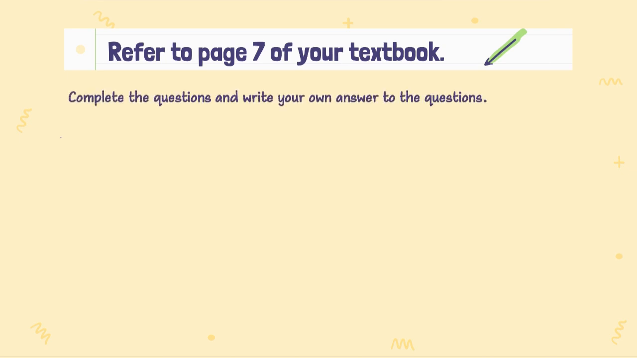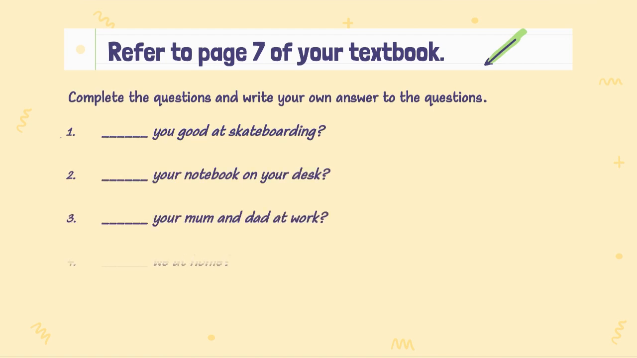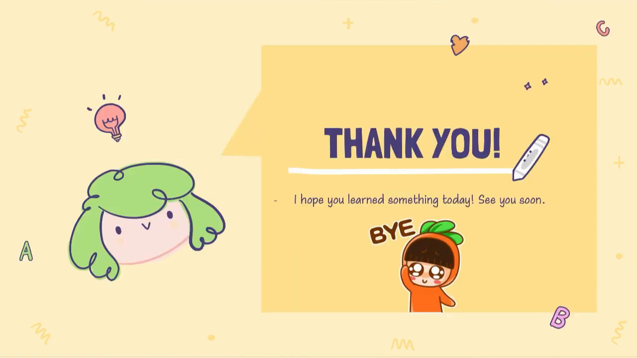Now refer to your textbook, page 7. Complete the questions and write your own answer to the questions. You can do this in your exercise book. There are 5 questions altogether. You write the questions and then you come up with your own answer. I think that's all for today.